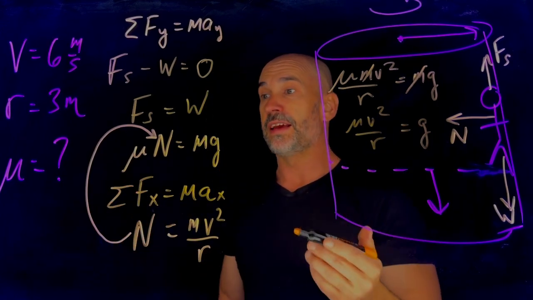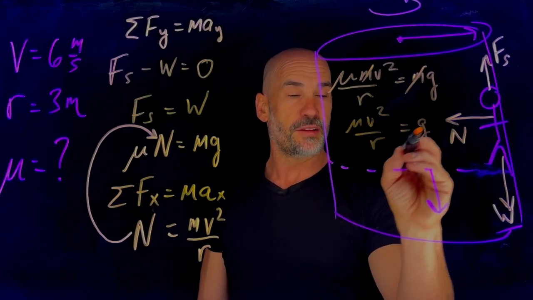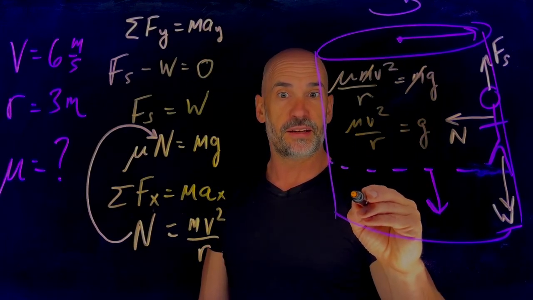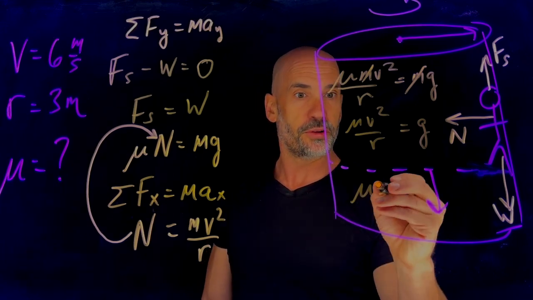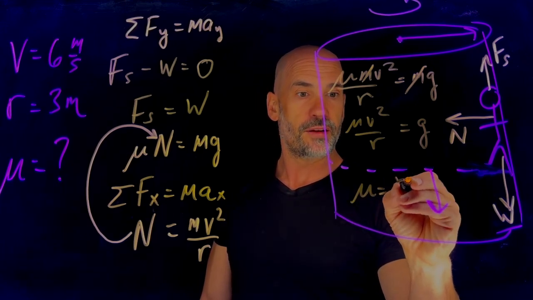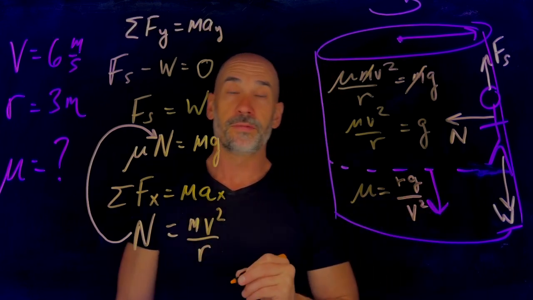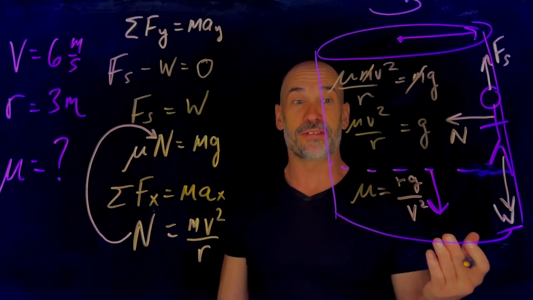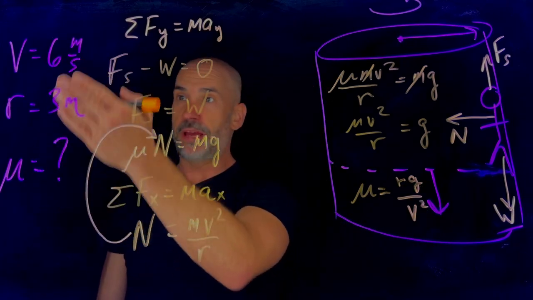What are we looking for? Again, we're trying to find the coefficient of friction, so we gotta solve this for mu. If I just do a little bit of algebra, I see that mu equals r g over v squared. All right, very cool. Now we have something, right? Do we have all these variables? Can we substitute now? Totally. We have everything we need.